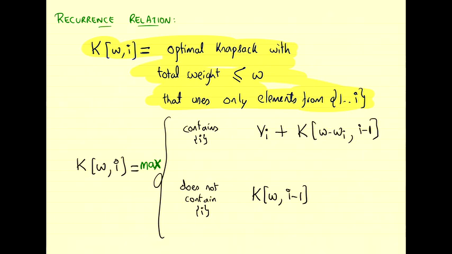Okay, so that's it. So you have a recurrence relation. And so now we have our subproblems and we have a recurrence relation. Now we can basically write down the algorithm. All right? So what is the algorithm?